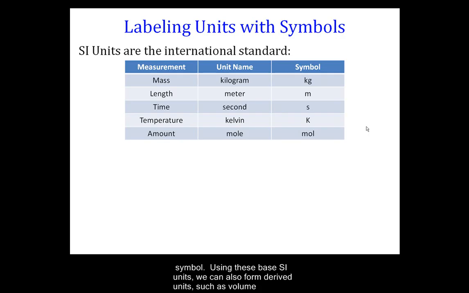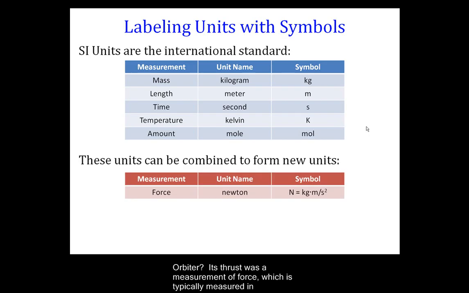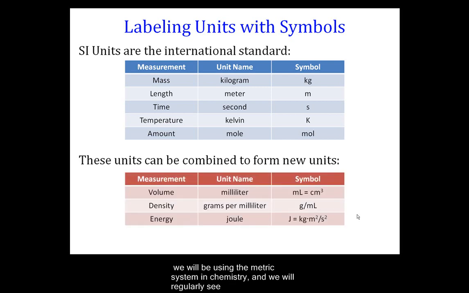Using these base SI units, we can also form derived units, such as volume and energy, which are defined in terms of base SI units. Remember the NASA Mars Orbiter? Its thrust was a measurement of force, which is typically measured in newtons, or kilograms times meters divided by seconds squared. Another possible force unit is the pound, which is based off the English system. Typically, we will be using the metric system in chemistry, and we will regularly see measurements of density, energy, and volume.